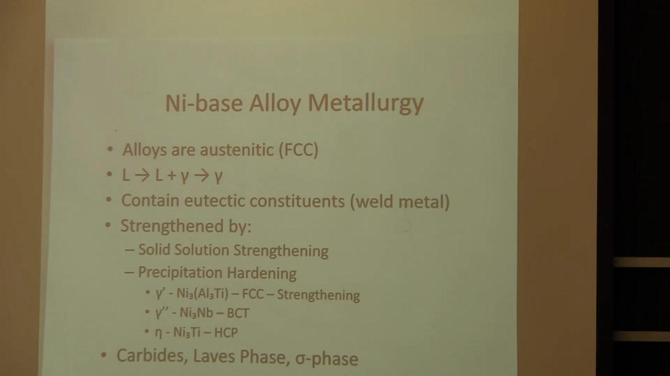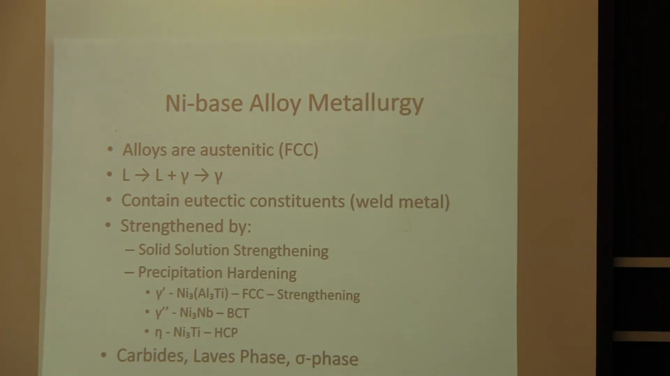A lot of times they contain eutectic constituents, which are low melting phases. As the materials solidify, they kind of grow together as fingers, and between those fingers, the last stuff to solidify is called eutectic. And it's a lower melting temperature often than the rest of the material, and we'll talk about that as we talk about solidification cracking.